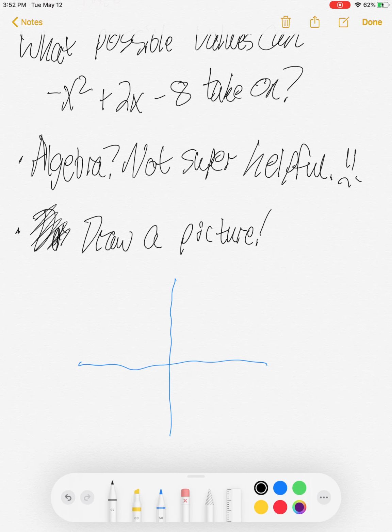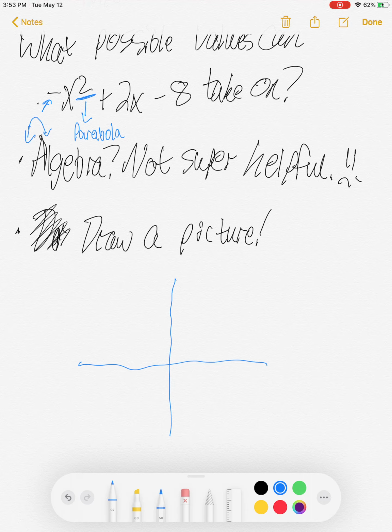So my function here, negative x squared plus 2x minus 8. Well, let me start with the x squared here. This indicates that it's going to be a parabola. It's going to be some sort of parabola. And the negative here tells me that it's downward. So it's going to look something like this. The negative out front of the x squared means it's going to open down, and the square tells me that it's going to be some sort of parabola.